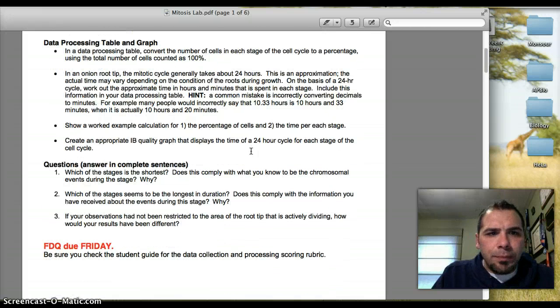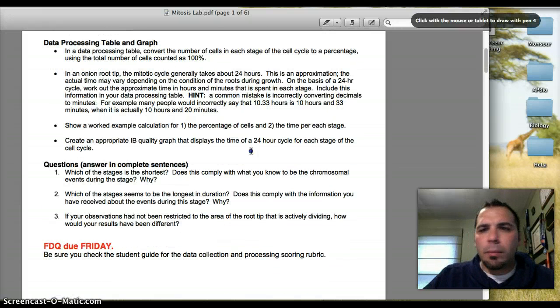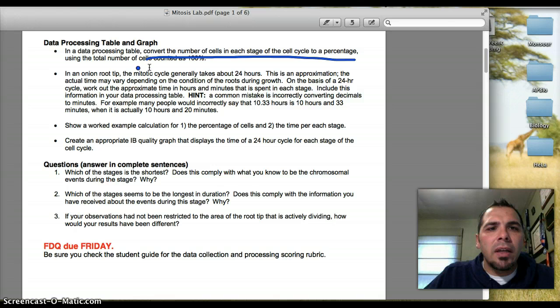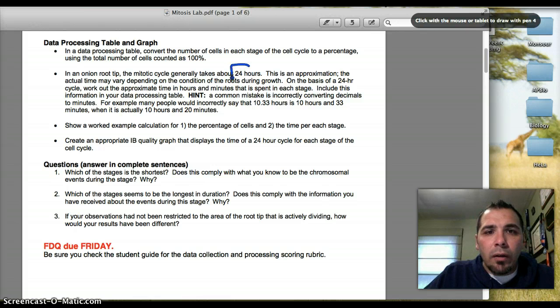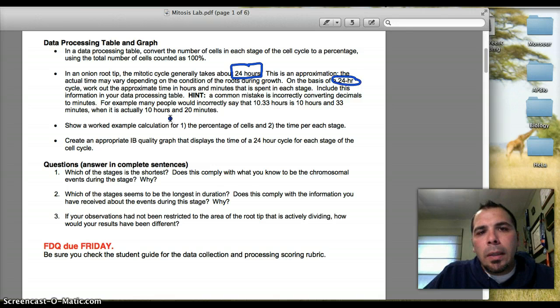Go down. Speaking of data tables, a couple quick things. Mr. Zenchek can explain this. Convert the number of cells in each cell cycle phase to percentage. Hopefully it'll come up to 100%. Then generally onion root tips take about 24 hours, and so it's an approximation. So what you want to do is keep this on the base of a 24-hour cycle. Try to figure out the amount of time in hours and minutes.